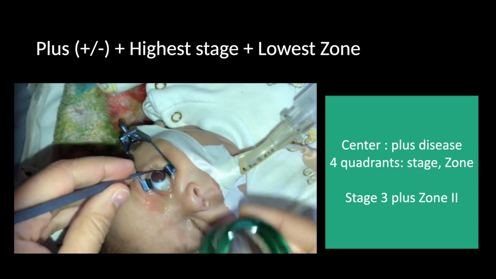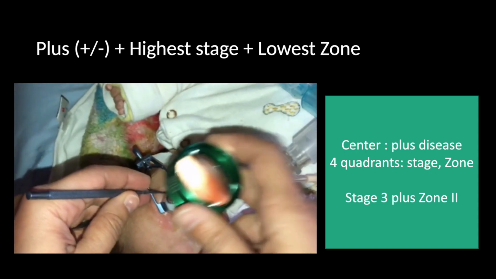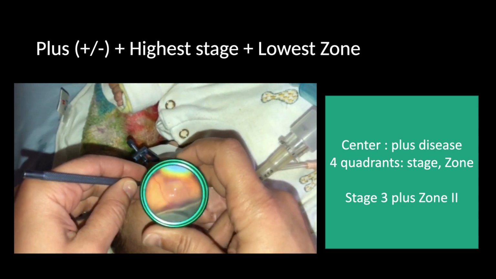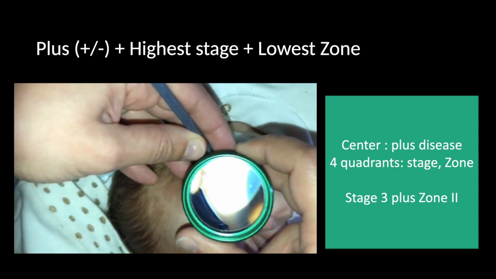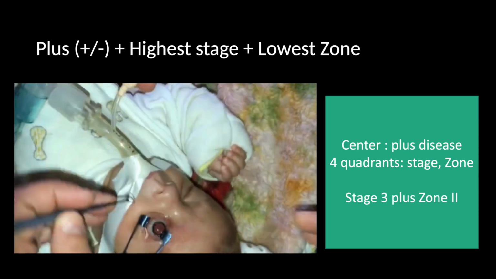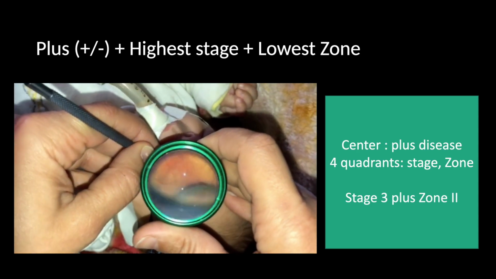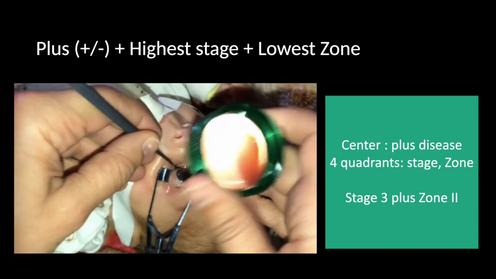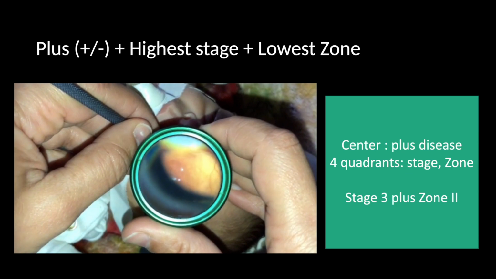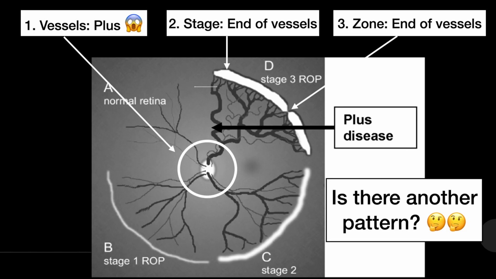So to summarize how we examine our cases, we look first at the plus, there is a plus disease here, and then we roll the eye in all the quadrants. In each quadrant, what is the zone, what is the stage? Temporal was stage 3 in zone 2, inferior stage 2 in zone 2, and now nasal, this is stage 0 in zone 2, and we take the highest stage and the least zone, so this is stage 3, zone 2 with a plus disease.